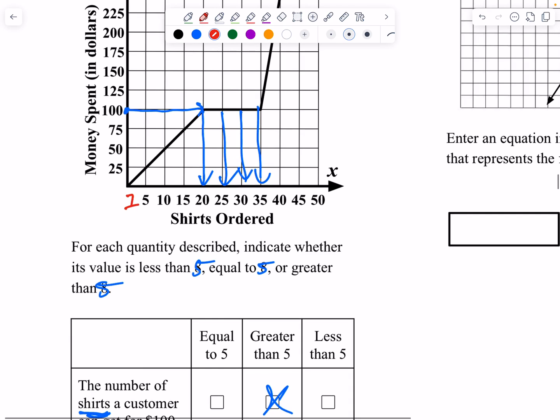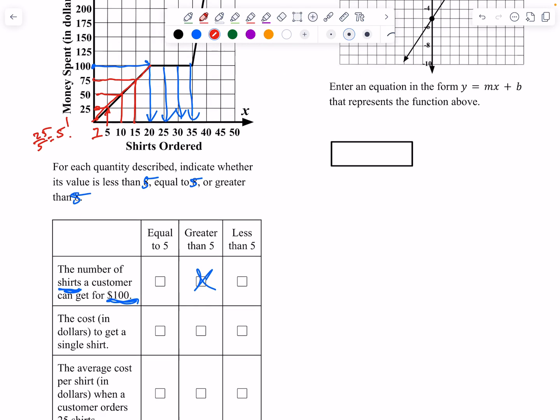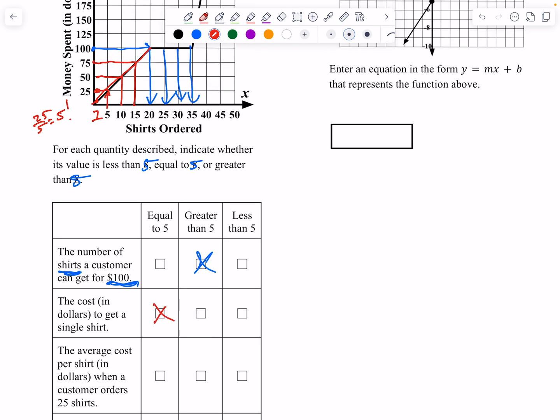So how much is one shirt? Well, one shirt should be right there, but you're like, I don't know what that is, but I know that 5 shirts gets me 25. 10 shirts gets me 50. So these are the same rate because they're on the same line. So if I get 5 for 25, 25 divided by 5 equals 5. So one shirt should equal $5.